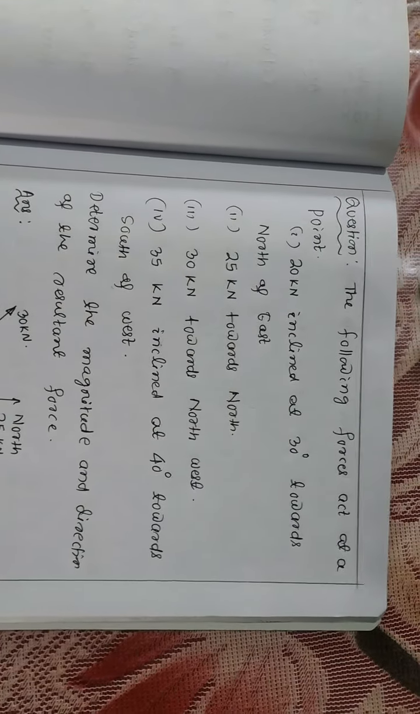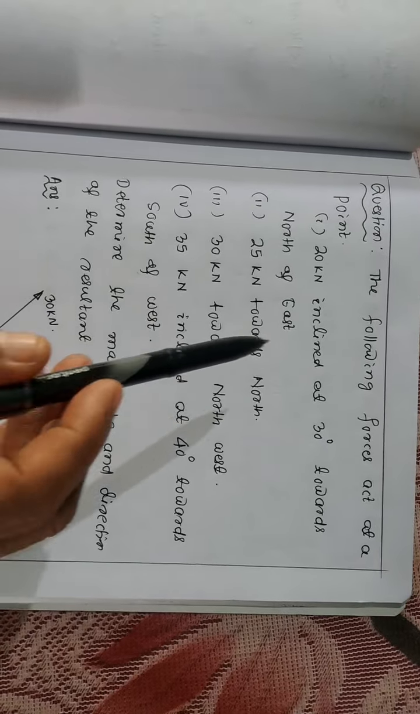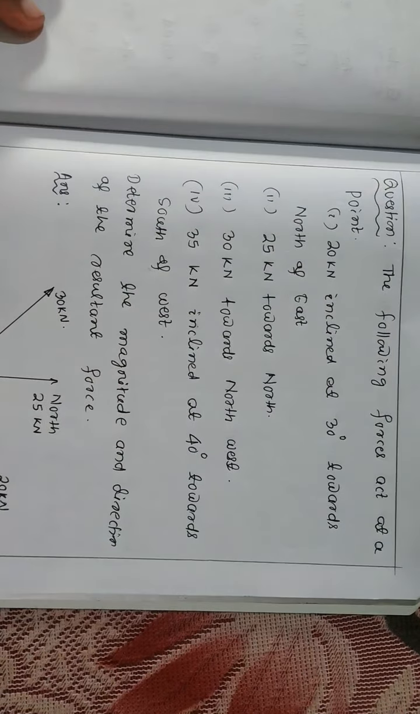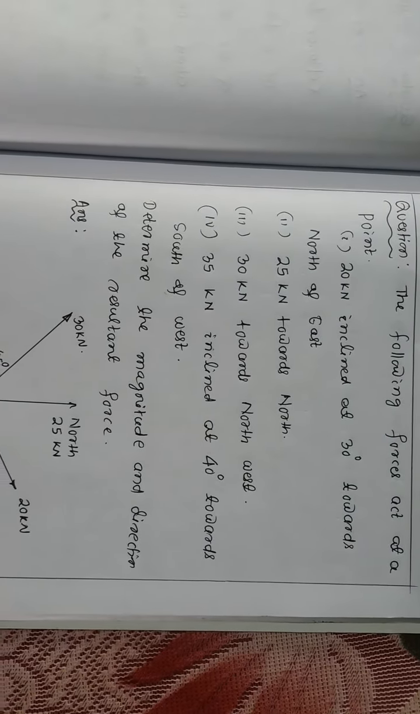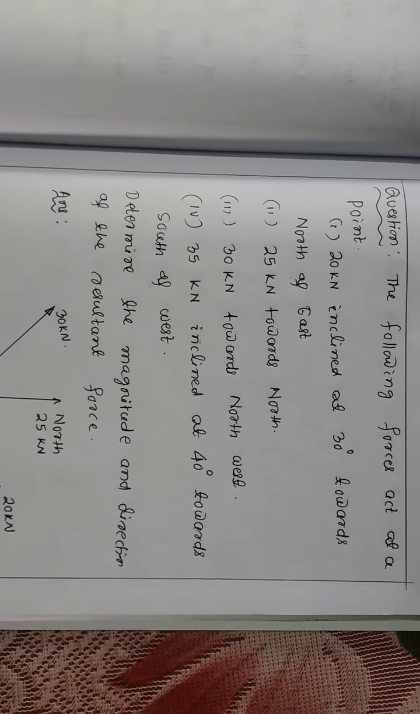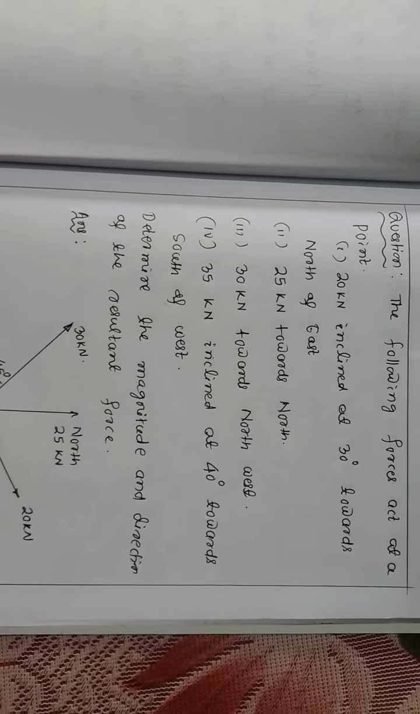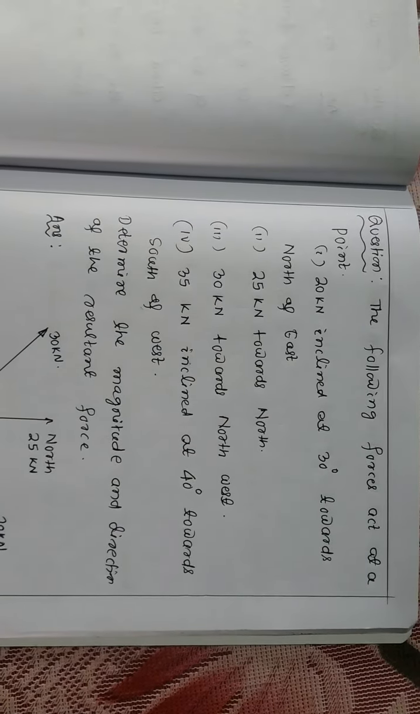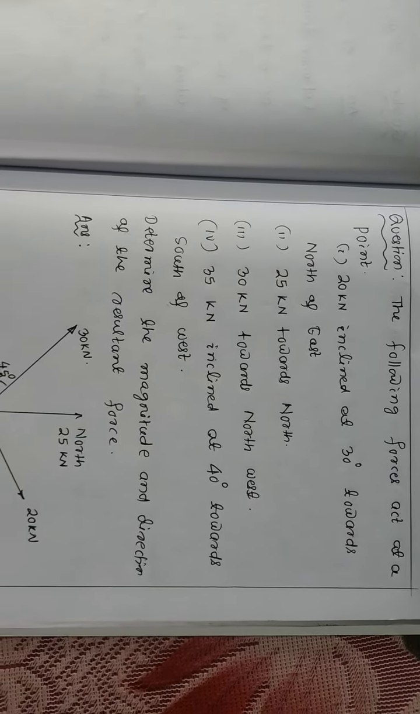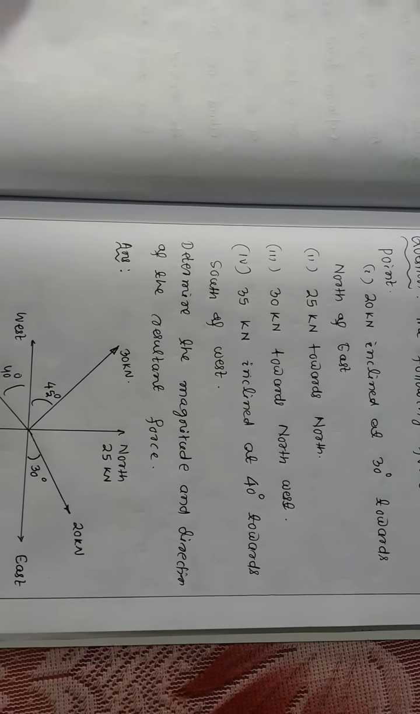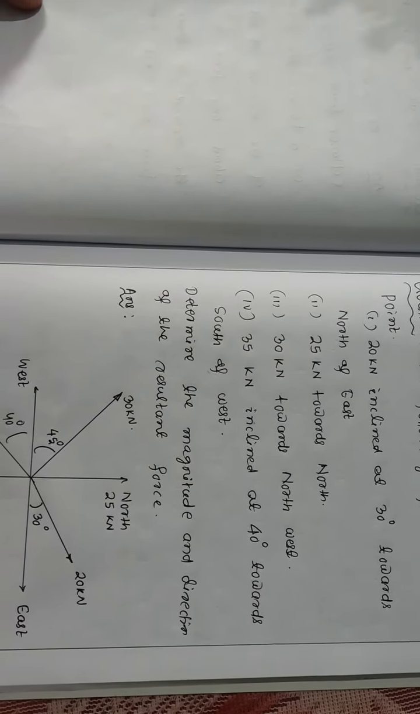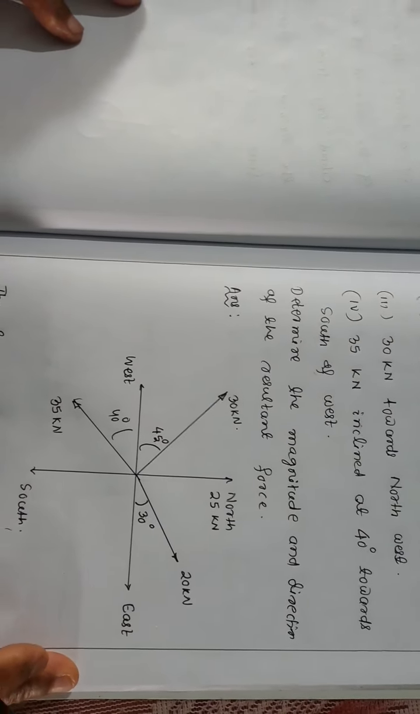Then next question, this is one important problem. The following forces act at a point: 20 kilonewton inclined at 30 degree towards north of east, 25 kilonewton towards north, 30 kilonewton towards northwest, 35 kilonewton inclined at 40 degree towards the south of west. Determine the magnitude and direction of the resultant force.